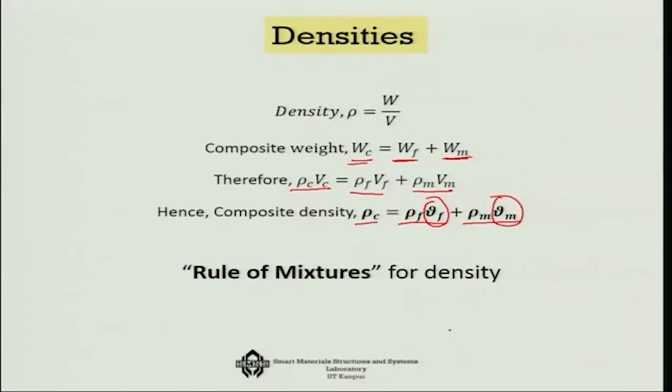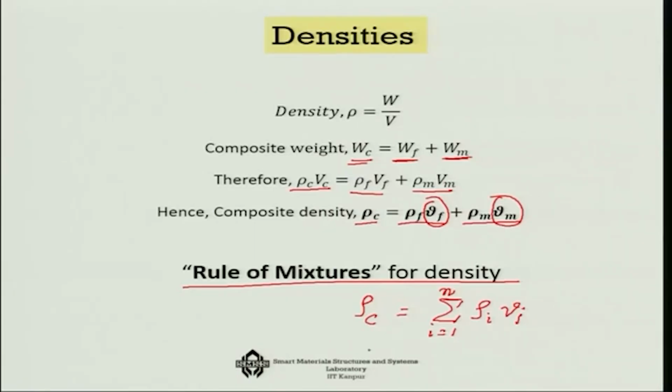This basic rule is also known as the rule of mixtures. That means I can write that the density of a composite is the sum over i equals 1 to n, suppose there are n different phases, of rho i Vi. And this is valid not only for density but for many transport properties of a composite.